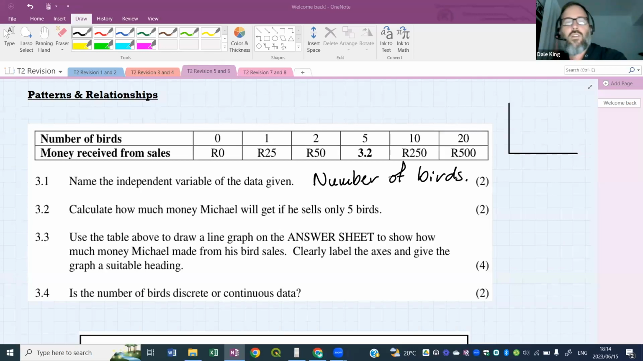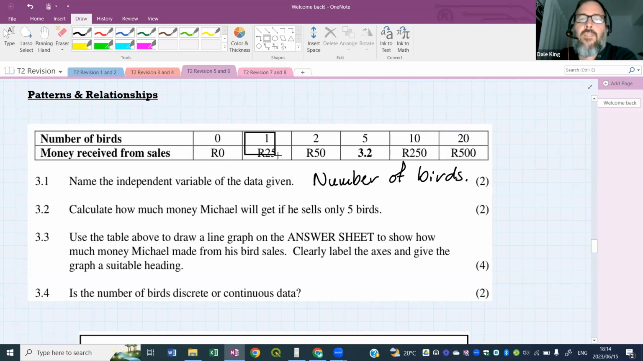I'm good. Tell me, what did you do to calculate how much money Michael will get if he sells 5 birds? Since one bird costs 25 rand, I took the 25 and I times it by 5 and I got 125. Very good.